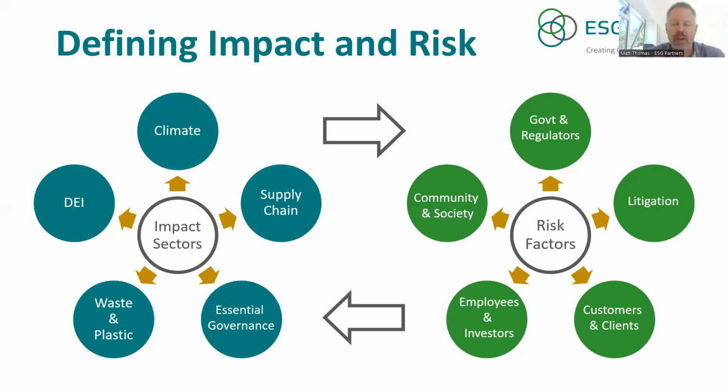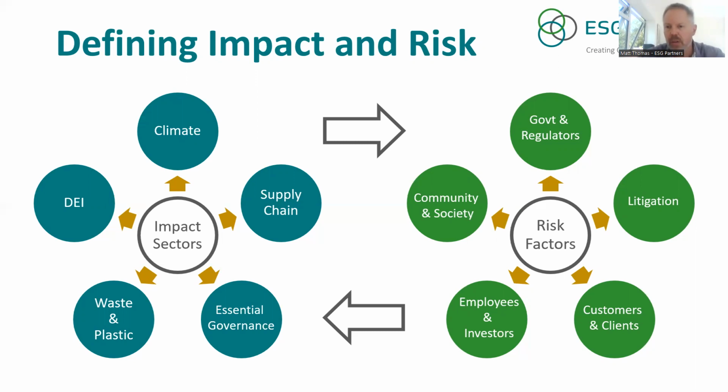Now, there are 5 or 6 sort of subheadings under each of those. All that does is make things a bit more accurate, it doesn't make them more complex. And as far as ESG risk is concerned, again, there's actually only really 5 broad areas. Start with government and regulators, because that's probably the least volatile. Government and regulators, potential for litigation, customers and clients, employees, investors, community and society. Community and society is arguably the most volatile.